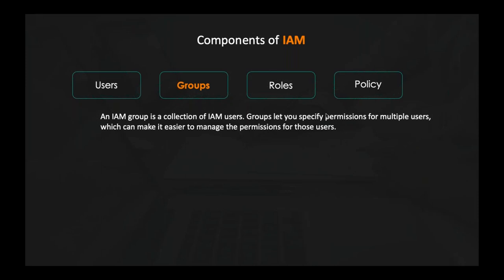If I have 50 users that belong to a developer team, I need to go to each of these users and give them permission. So it becomes very difficult. So we have something called an IAM group. Now in an IAM group, you can add all these users and define a specific permission.